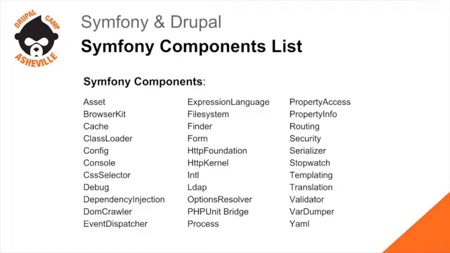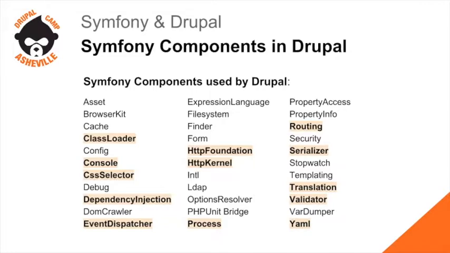So additionally, file system is just finding files on the web server. It's got its own form system. It's got a debugger, dependency injection container, class loader, config management, console. Okay, so here's what all Symfony has. And here's what Drupal uses.